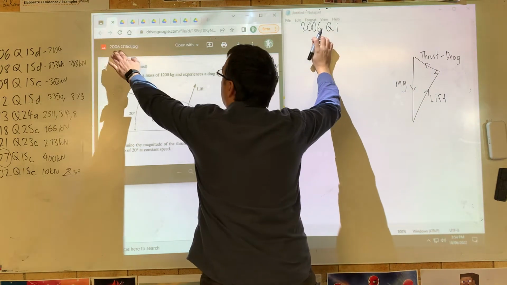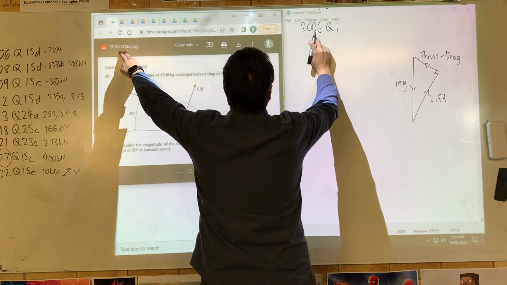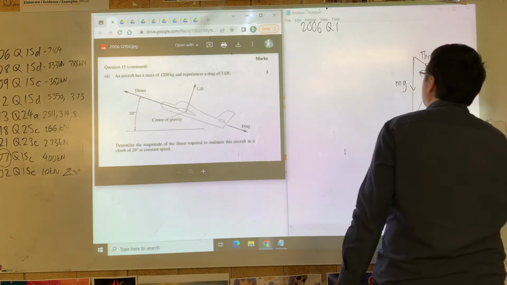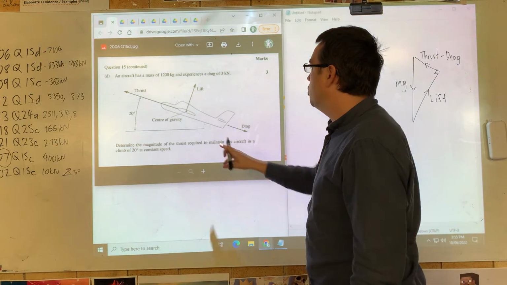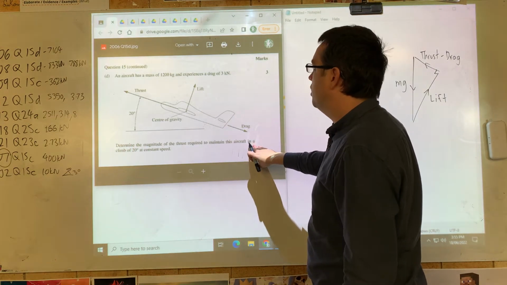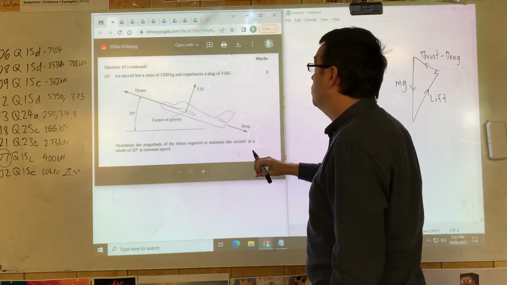You can see it here, I don't need to write that down over and over again. 2006 question 15D. In this question, they've asked us to determine the magnitude of the thrust required to maintain this aircraft in a constant climb at 20 degrees at a constant speed.